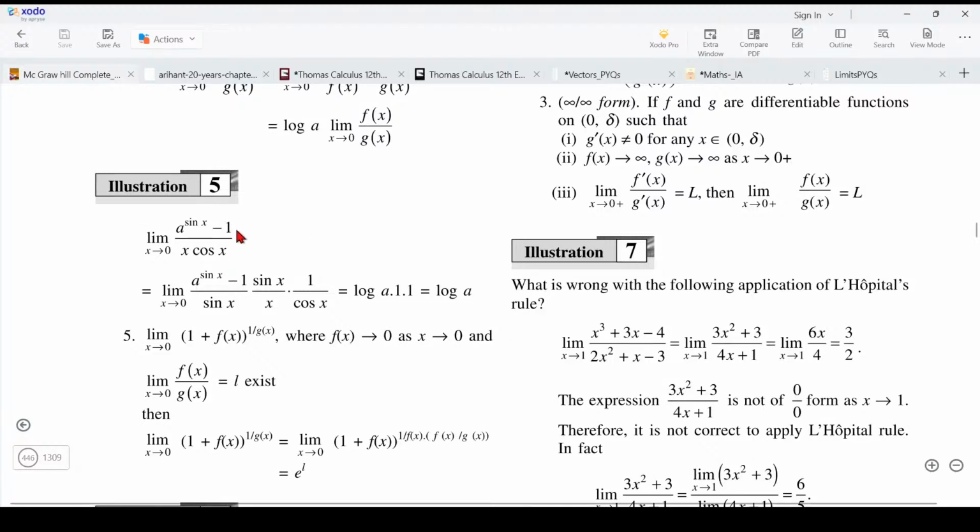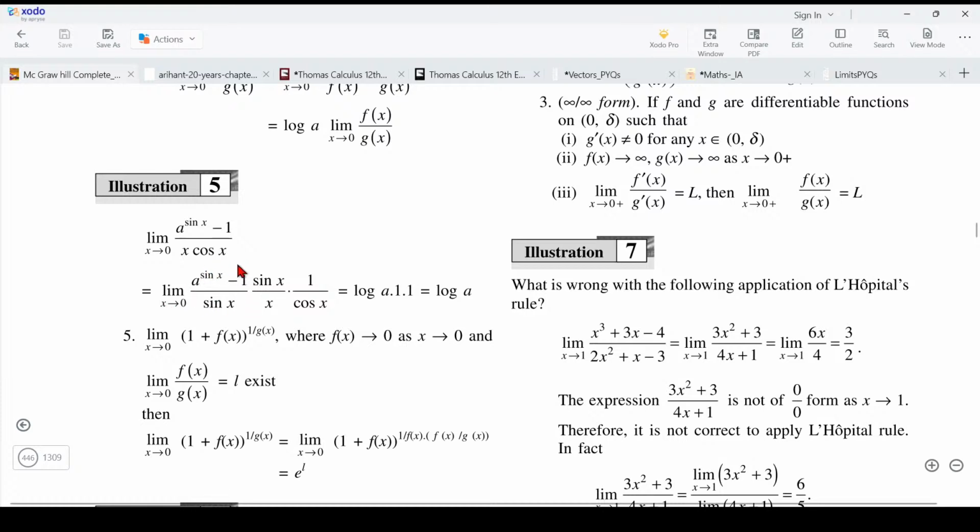Okay, look at this limit: (a^(sin x) minus 1) by (x cos x). Now let's try to break this into limits which are known to us. It is a regular format of limits. For example, we know sin x by x, right? We know (a^x minus 1) by x, or (a^theta minus 1) by theta. You know that, right?